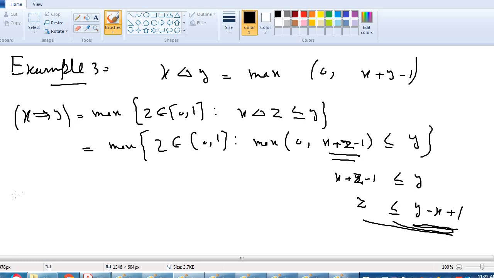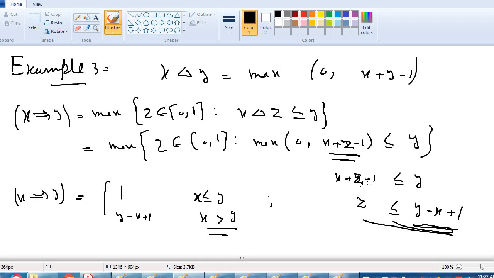So it means that x r implication y is equal to 1 if x is less than or equal to y, and y minus x plus 1 in case x is strictly greater than y. So to find the value for x greater than y, we will use this inequality. We directly solve it here and find the value of z, and we put the other values as 1. Okay.